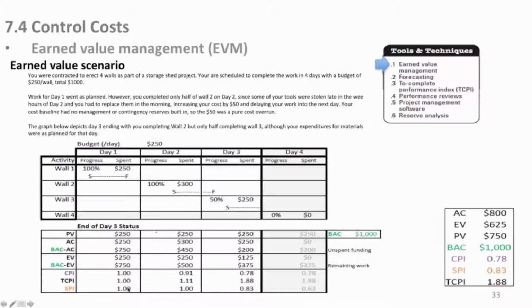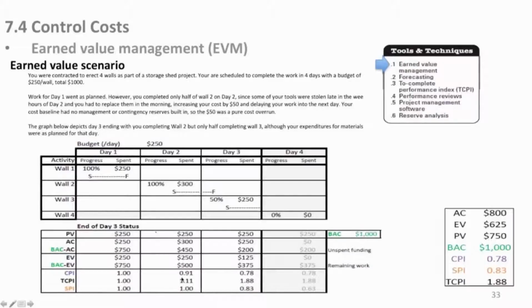And at this point in time, we think we're golden. Well, we're great. We're right on target. There's no reason for us to believe that we're not going to be able to complete the other 3 walls in the same manner. So we have a to complete cost performance index of 1. You say, we're going to spend $250 a day, we're going to be good.